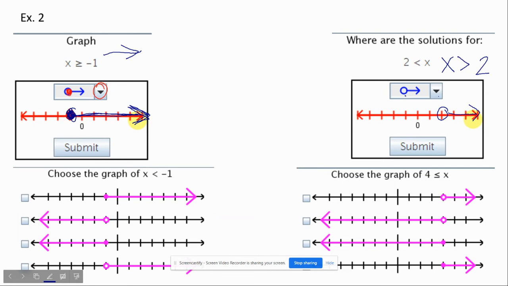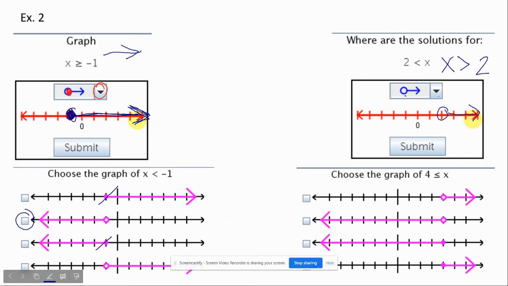Okay. Down here, you want to choose the graph of x is less than -1. So when we look at this, first thing, you need them to be on -1. Well, they're all on -1. Next, you have to check it has to be less than. That means it has to be an open circle. So it can't be either of those. And then it must be strictly less than, not greater than. So it has to be that choice.